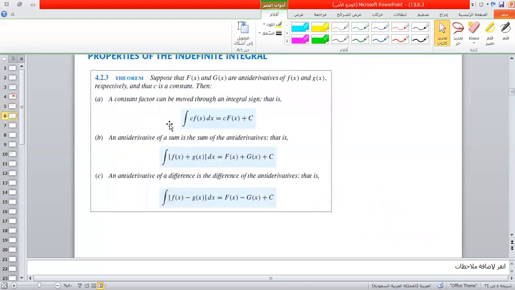We studied three properties. The first property is that when we have a constant before any function, we just move it outside the integral sign and then find the integral of the function. Like the integral of 3x squared dx. You can do it easily as 3 and then find the integral of x squared dx, which is equal to 3 and then integrate x squared as x to the power of 3 over 3, and then plus c.